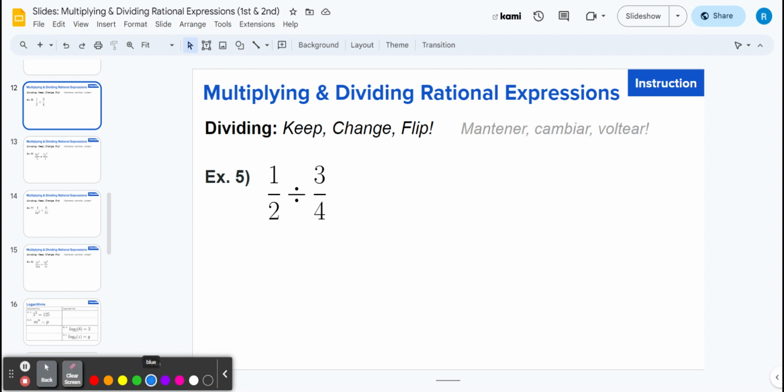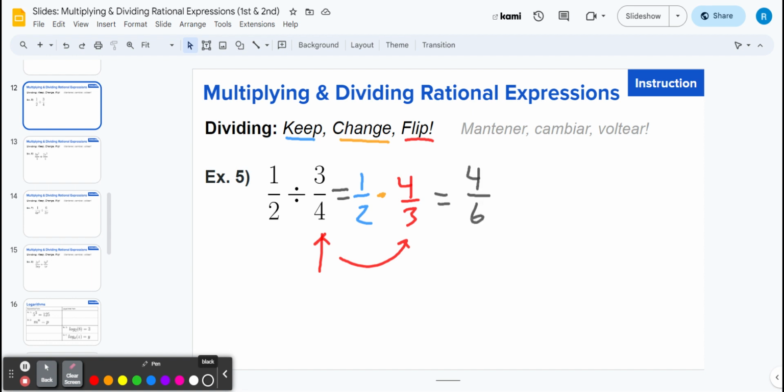So I'm going to use my keep as blue here. If I rewrite this with keep, change, flip, I'm going to keep the first thing. I'm going to change that division sign to multiplication. And then I'm going to flip my last expression. Notice how that 3/4 became 4/3 over here. Once I do that, I can just multiply straight across like I did before. So 1 times 4 is 4, 2 times 3 is 6, and if we simplify that down, we would get 2/3 as our answer. So it's basically just keep, change, flip, and then multiply just like you did before.